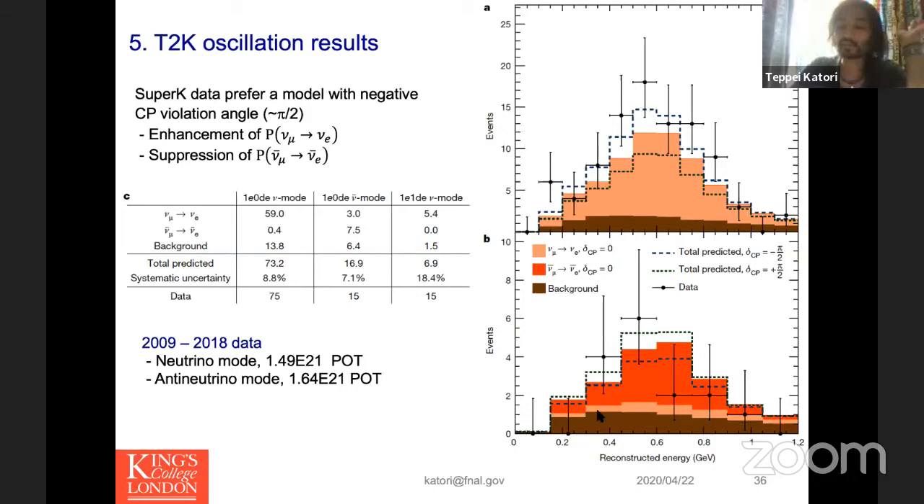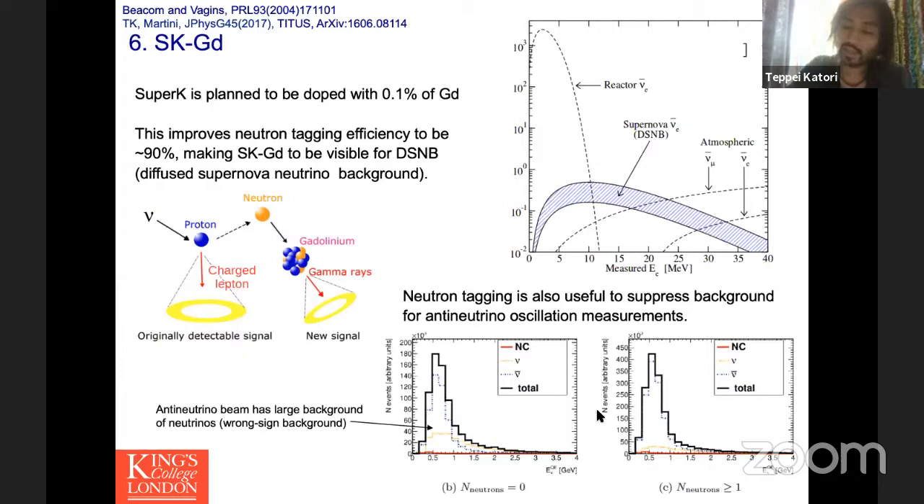And the neutrino interaction makes more neutrons in the final state. So you can't distinguish electrons and positrons from the data, but by measuring the amount of neutrons, you can find whether its charge is neutron, neutrino or antineutrino. So this shows the case, assuming zero neutron or more than one neutron, and you see how the background is suppressed. So this SKGD is not only for astrophysics, but also great for oscillation experiments.